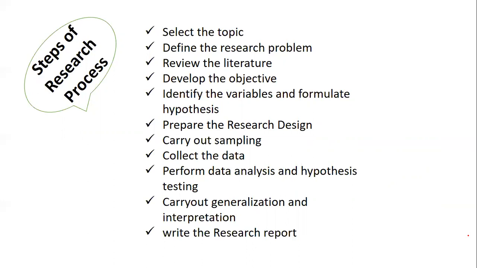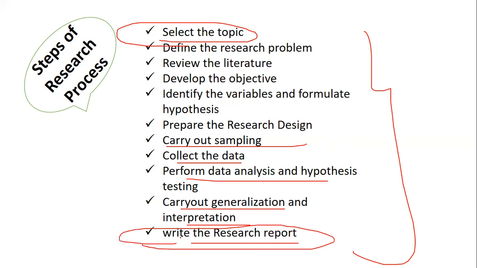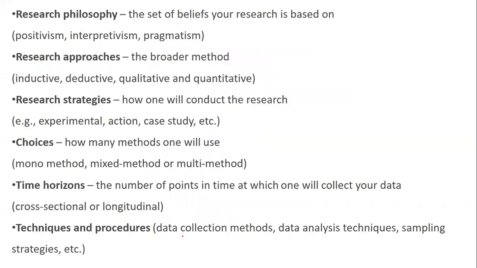Selecting the topic, defining the problem, reviewing the literature, developing the objective, identifying the variables and formulating the hypothesis, preparing the research design, carrying out sampling, collection of data, performing the data analysis and hypothesis testing, carrying out the generalization and interpretation, and then writing a research report. So selecting a topic is the initial step, and it ends with what? It ends with writing a research report.